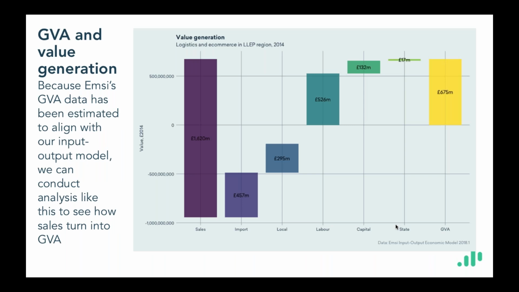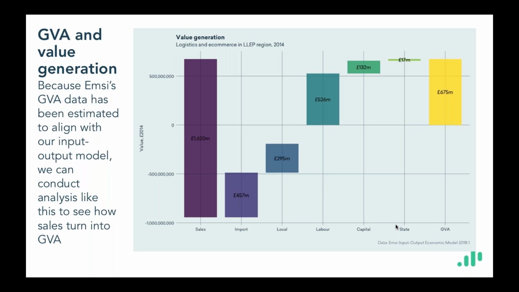Okay, here we're looking at GVA and value generation, and we've focused in on the Leicester and Leicestershire Enterprise Partnership region, which we've recently completed some work with. We thought it'd be interesting to look at how we can use the MZ GVA data, which has been estimated to align with our input-output model.